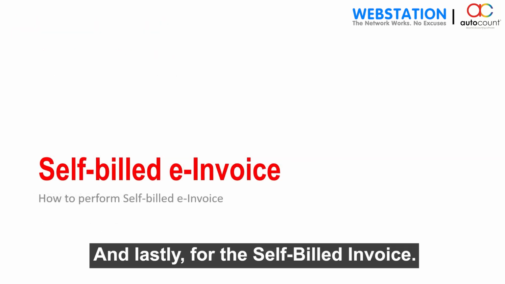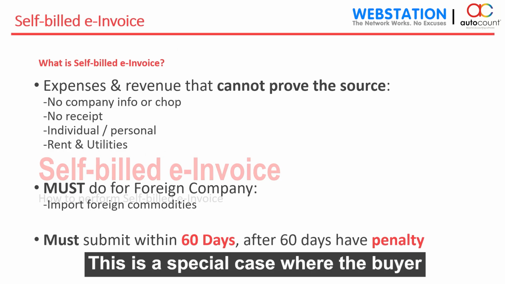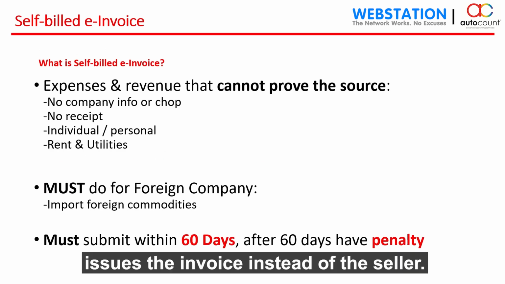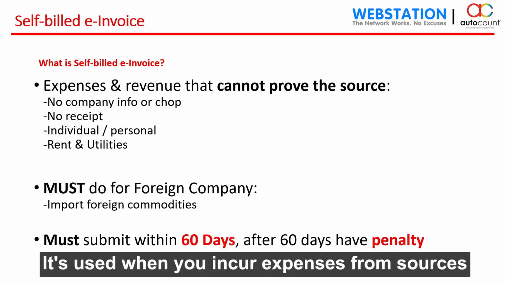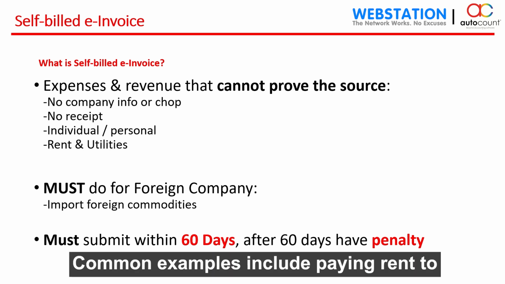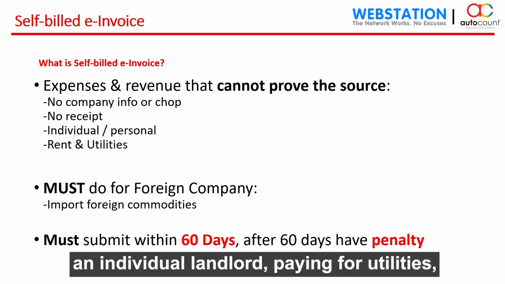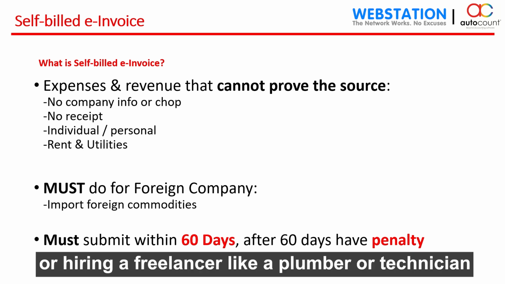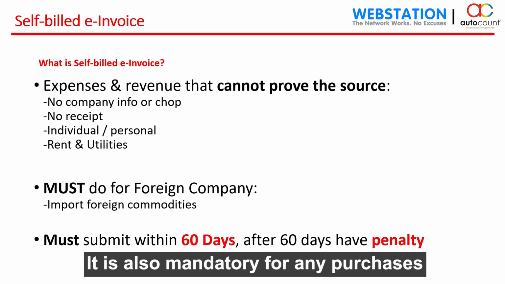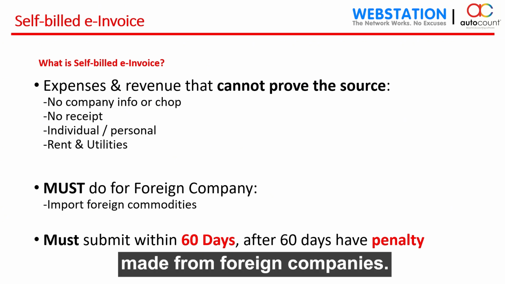And lastly, for the self-bill invoice. This is a special case where the buyer issues the invoice instead of the seller. It's used when you incur expenses from sources that cannot provide a Malaysian invoice. Common examples include paying rent to an individual landlord, paying for utilities, or hiring a freelancer, like a plumber or technician who doesn't run a formal business. It is also mandatory for any purchases made from foreign companies.